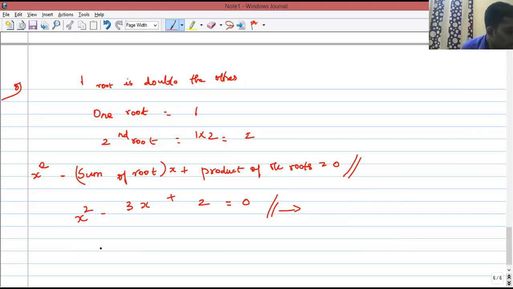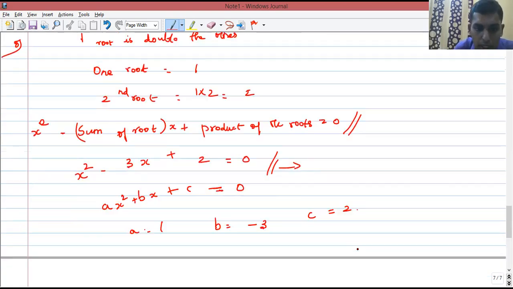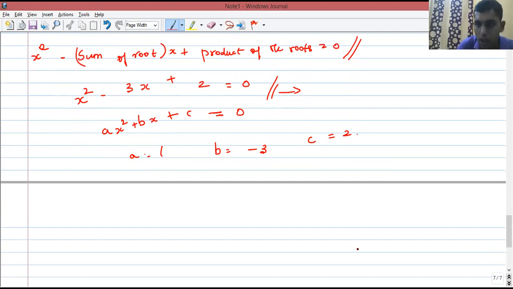The actual given formula is ax square plus bx plus c is equal to 0. Then directly compare. You get a is equal to 1, b is equal to minus 3, and c is equal to 2. You have got the values of a, b, and c. Just go and substitute in the given options. You will get the right answer. First option, what is that? First option: 2b square is equal to 3ac.